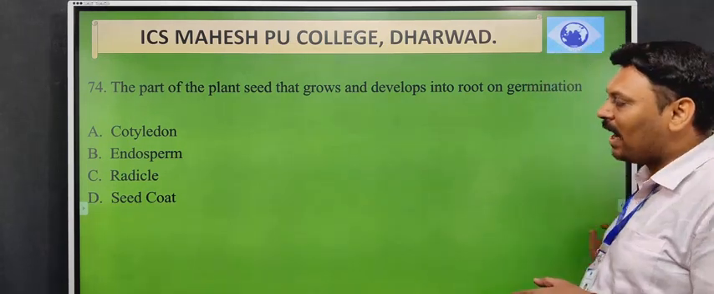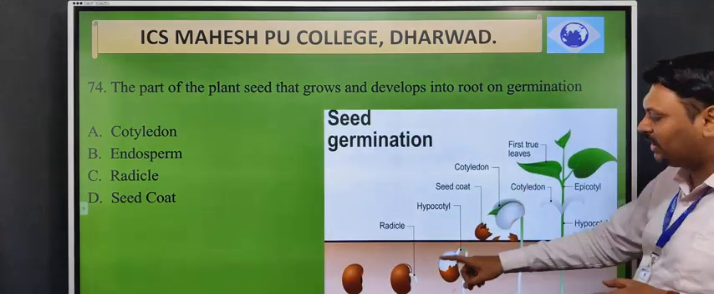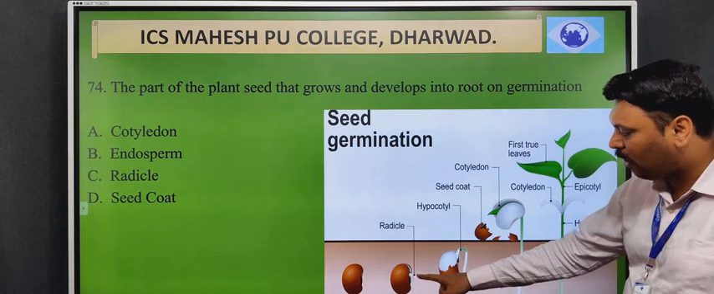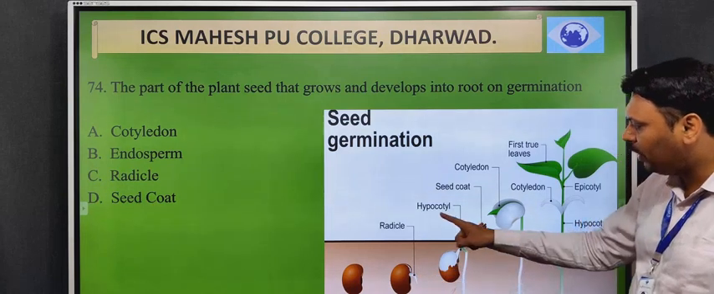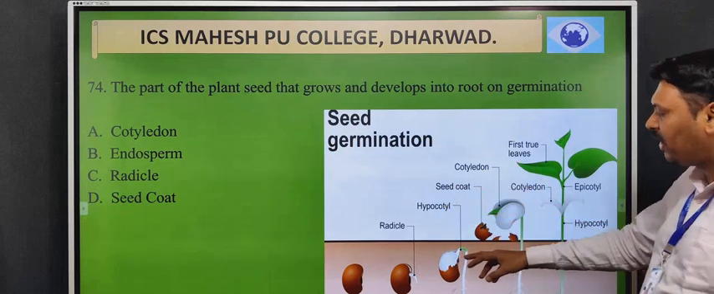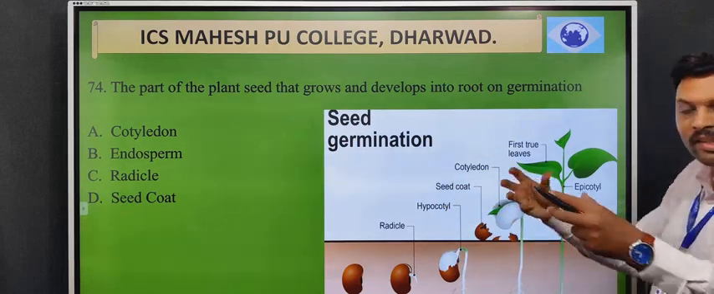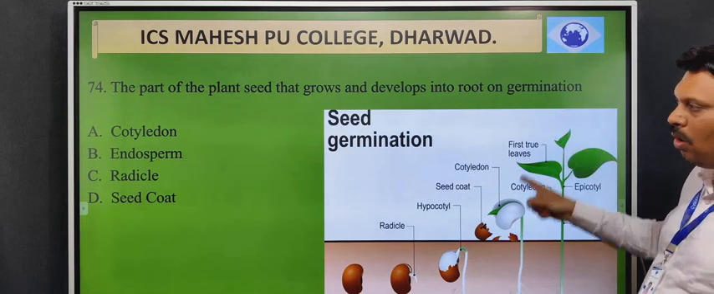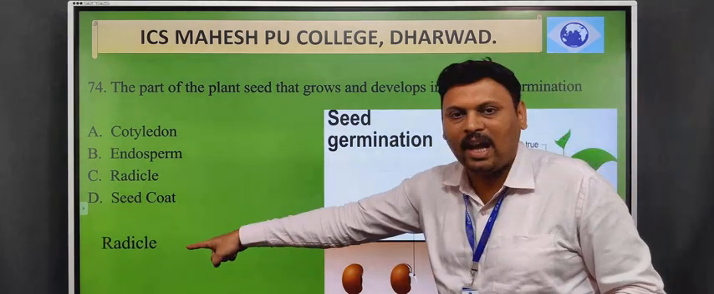Here radicle is the structure, the root part which grows first from the seed, and which grows into the hypocotyl. Later the seed coat comes out of the seed, and the cotyledons separate where the plant growth takes place. So radicle is the right answer here.